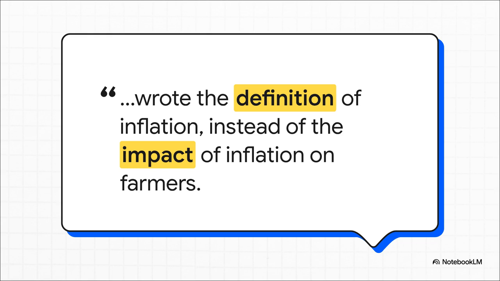Just look at how specific this piece of feedback is. The examiner is literally telling you the question asked for the impact of inflation, but a bunch of students just gave the definition. This is such a classic trap, right? Answering the question you wish they'd asked instead of the one that's actually on the paper.